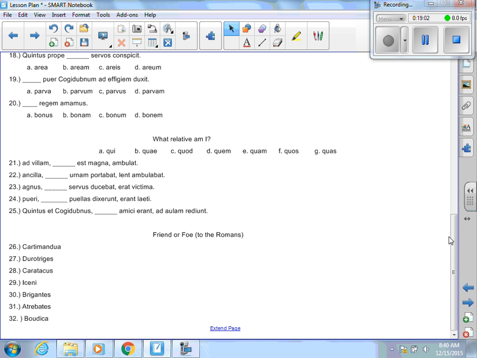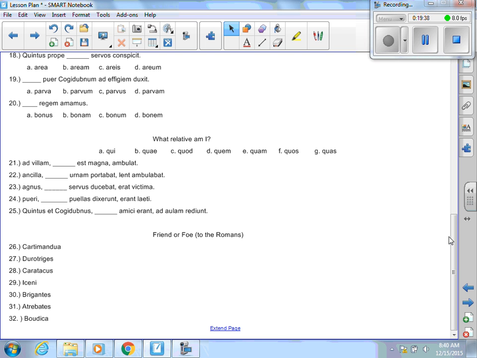Agnus is singular and masculine. That dictates that I'm going to use a singular masculine pronoun. I look inside the clause. I have a subject in servus. I'm missing a direct object. So I need an accusative. I need an accusative because of how it's used inside the clause. I need a singular and masculine because of agnus. So I'm going to choose quem, D, because that is the accusative, singular, masculine. Accusative because it's the direct object of ducebat. Singular and masculine because the antecedent agnus is singular and masculine.